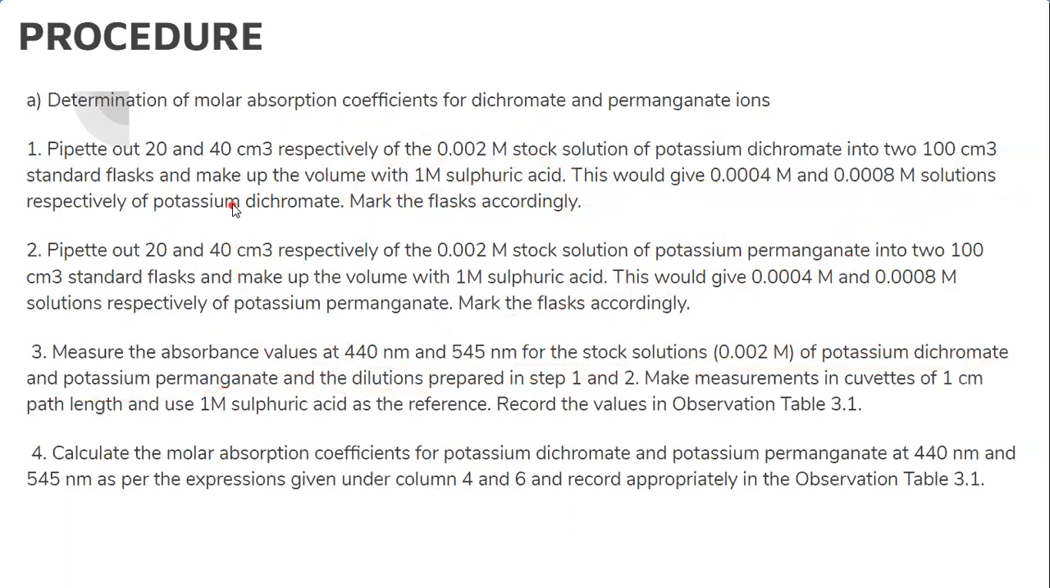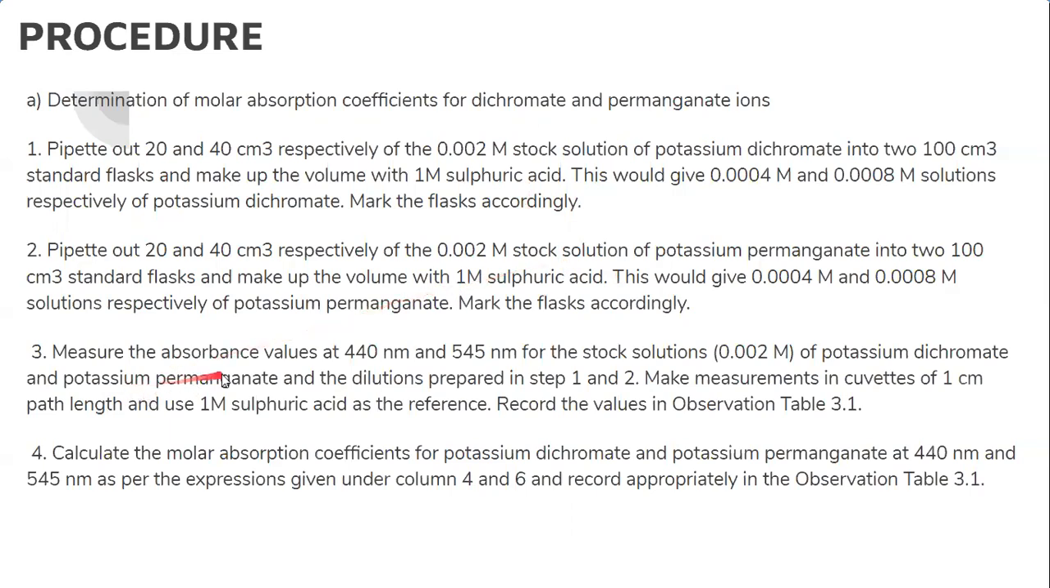Here we are separately preparing three solutions: the stock solution of 0.002 M potassium dichromate, along with 0.004 M and 0.008 M potassium dichromate. And this is potassium permanganate. Again, the stock solution concentration is the same, and we are preparing two more standard solutions with the same concentrations. So as a whole, we now have 6 solutions: 3 belong to potassium dichromate, 3 belong to potassium permanganate. Next, we run the experiment.